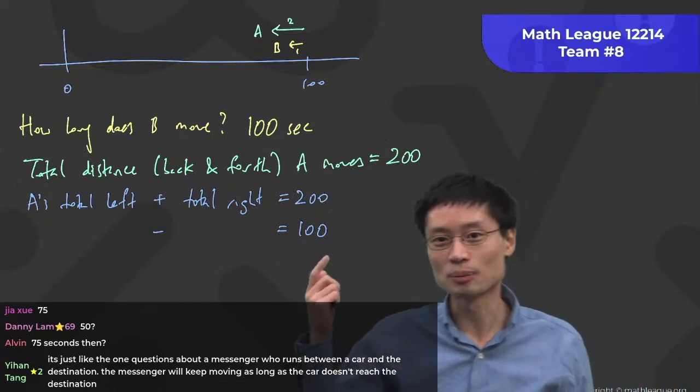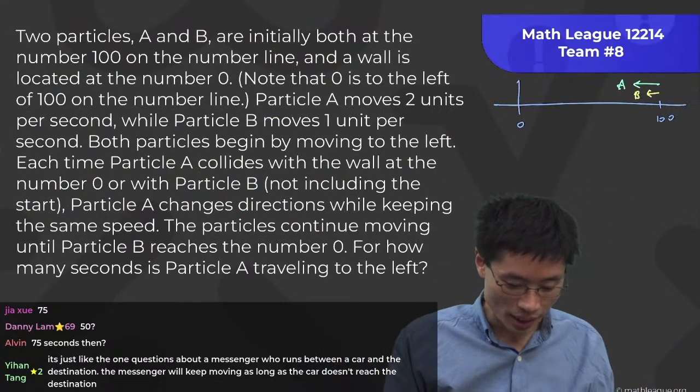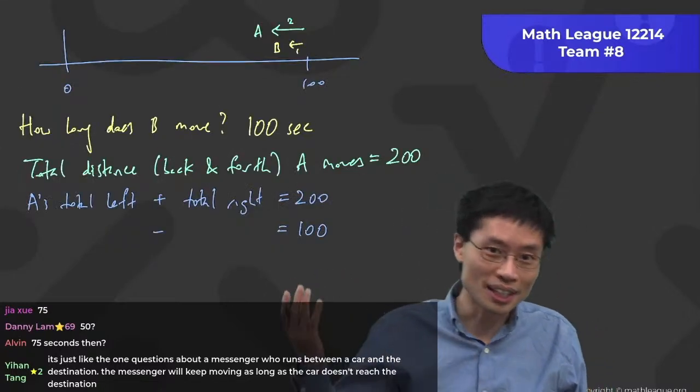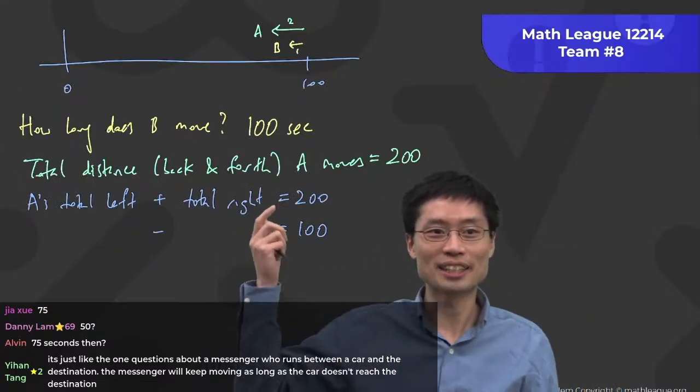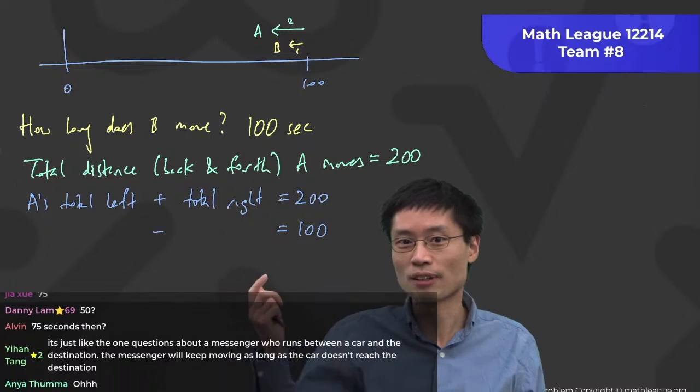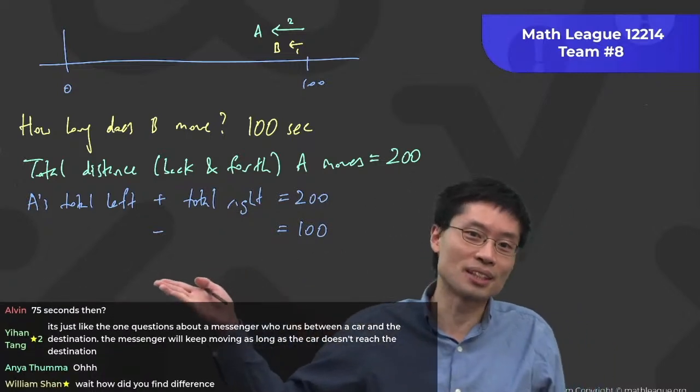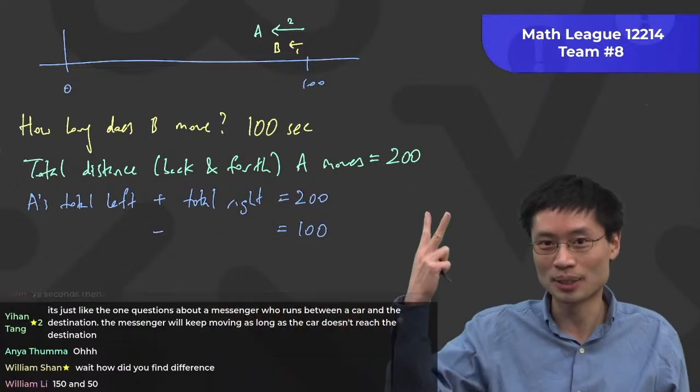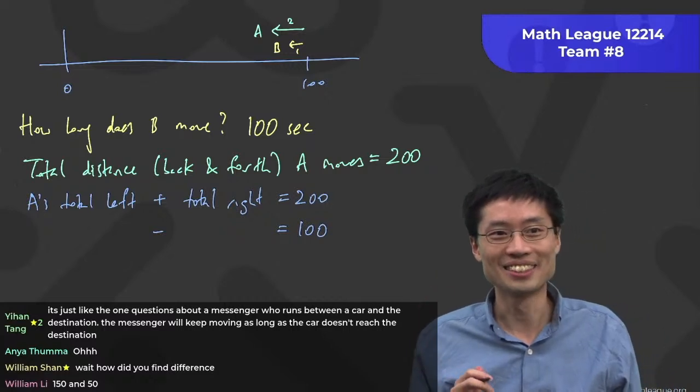The reason I'm doing this is because there was a question which was asking how many seconds is A moving towards the left? So if I want to know how many seconds A is moving towards the left, if I can find the total distance A was moving to the left, I can divide by A's speed of 2 and I'll be done. Okay, and we'll find out soon.